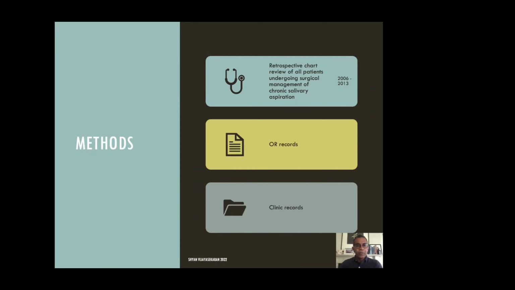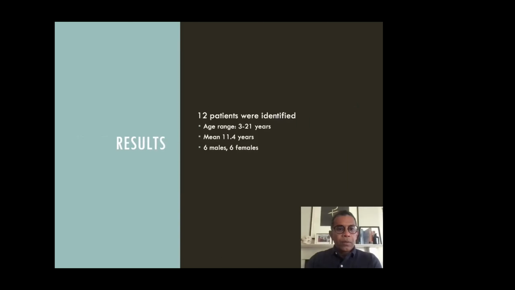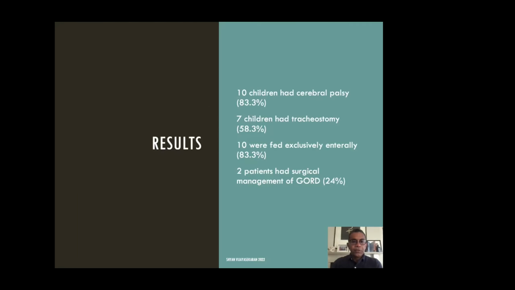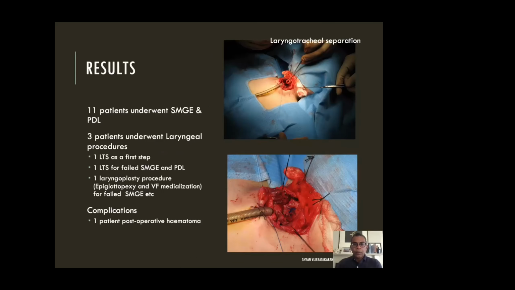We inspected their operation records and clinic records. 12 patients were identified. Age ranged between 3 and 21. The mean age was 11.4. There were 6 males and 6 females. 10 children had a diagnosis of cerebral palsy, 7 had a tracheostomy, 10 had a gastrostomy tube, and 2 had previous surgical treatment for gastroesophageal reflux disease.